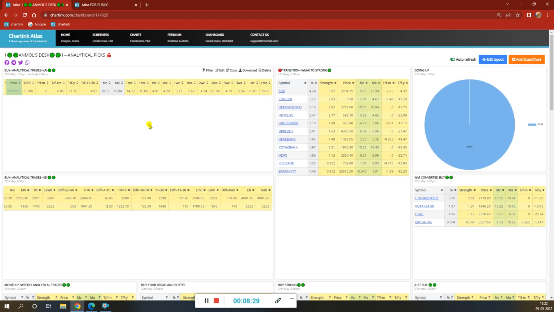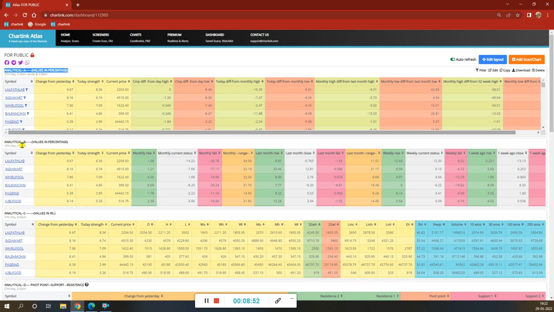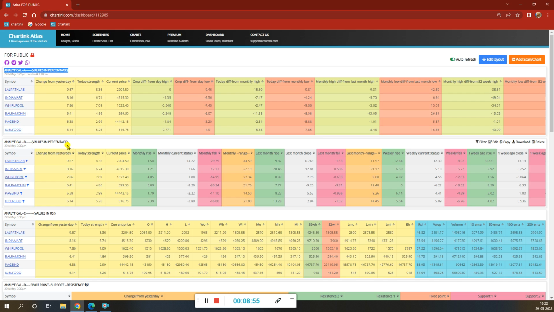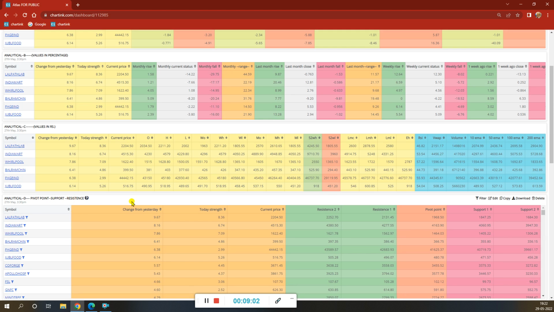So the way I have added this coding, I have simplified the same coding with these names. First of all we will look at the names: analytical A, analytical B, analytical C. Analytical A values are in percentage. Analytical B again, values are in percentage. Okay, and this value is in rupee, and this value is pivot point, support and resistance.